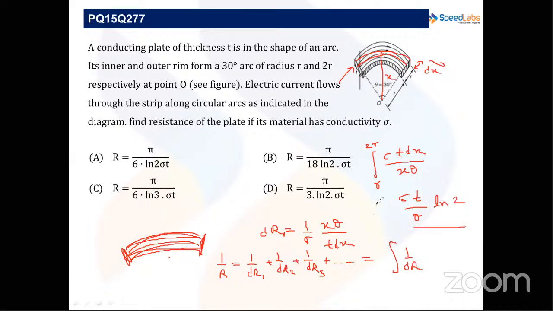This is net, by the way, this is 1 by R. So we have to reverse it too. They are asking R. So reverse this again. So net resistance comes to be theta. How much is theta? Theta is pi by 6. 30 degrees, right? Pi by 6. So it is pi by 6. Start reversing. Only pi will remain on top. Divided by 6 sigma t ln 2. The option is 6 sigma t ln 2 pi? Option A. Is that clear?